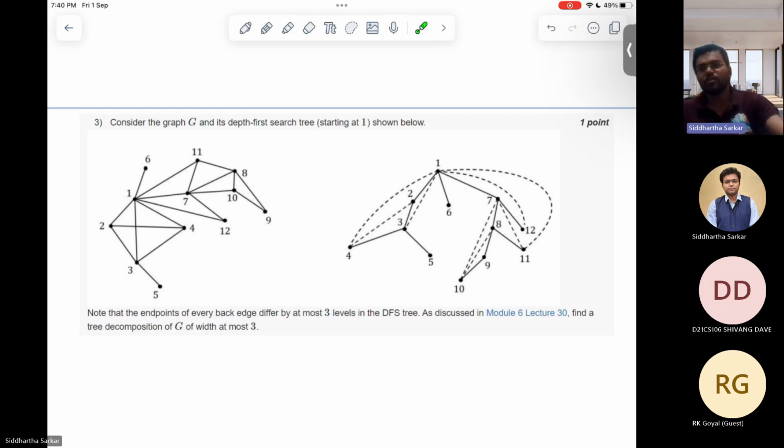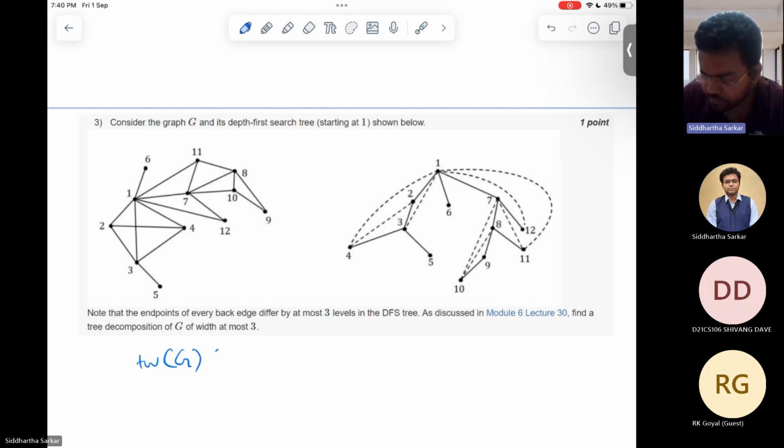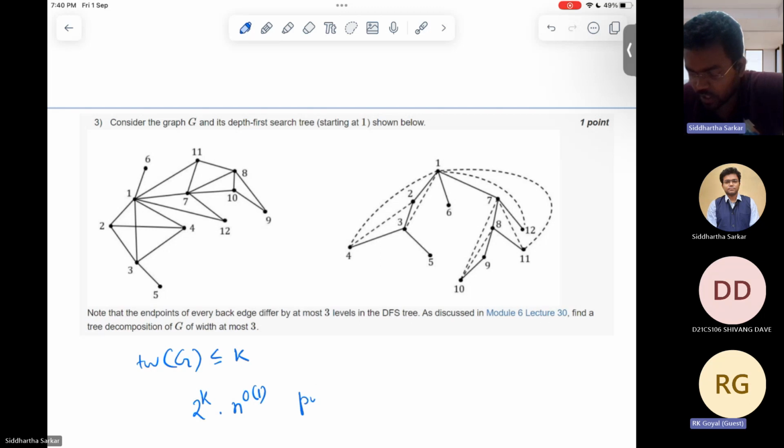That means the tree width is some constant k. And because the tree width is bounded, even if you have a running time of 2 to the power k, there is a graph G whose tree width is at most k. Let us say k is a constant. Then even if you have a running time of 2 to the power k and n to the power constant, that is okay. You are still in the polynomial running time domain because k is a constant.